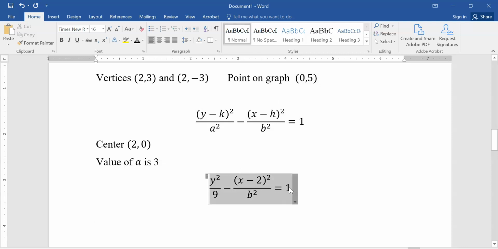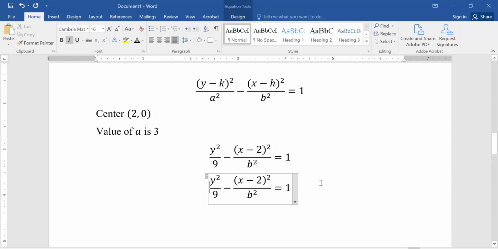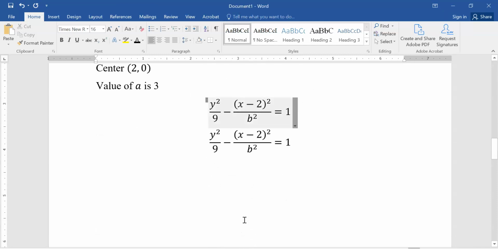Now here's where this point on the graph comes into play. I know that this equation is an equation for all points on my graph. Therefore, if I were to plug the point (0, 5) into this equation, I should be able to get a true statement. So let's go ahead and plug in the point (0, 5) into that equation: 0 for the x value, 5 for the y value.